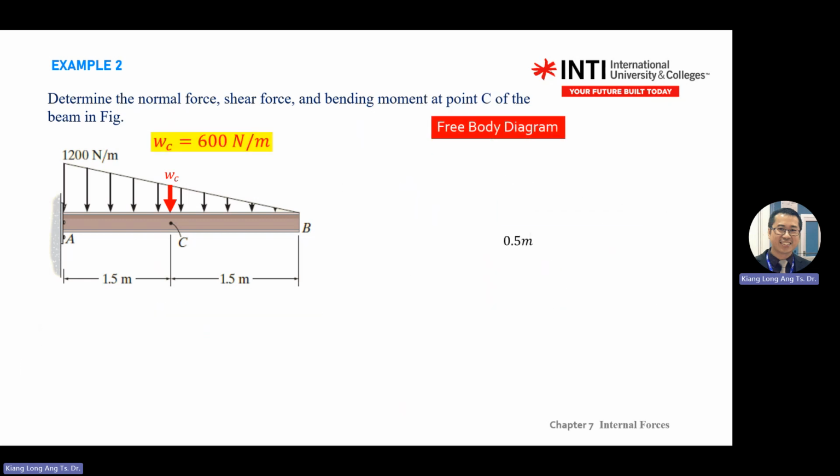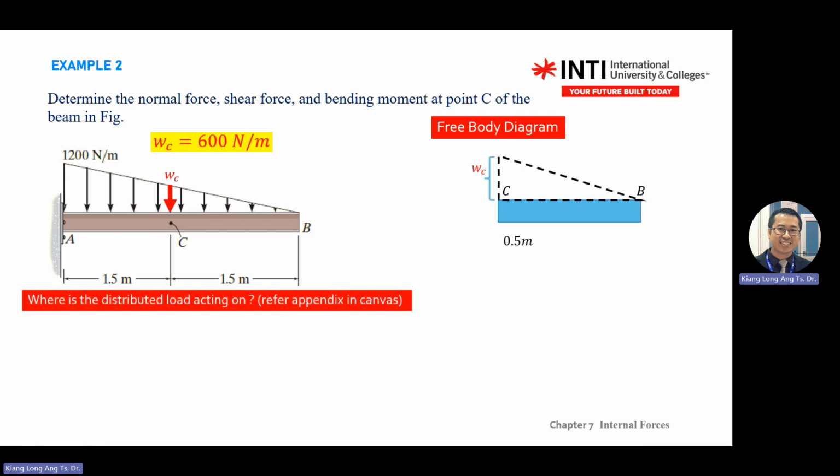Okay. Once you find WC, then you cut the section. When you cut, you just copy the WC value and copy the triangular. WC is already calculated. And the length of the section is 1.5 meter. And with 1.5 meter, you know that you're still seeing a triangular distributed load, which is always 1/3 distance from the base.